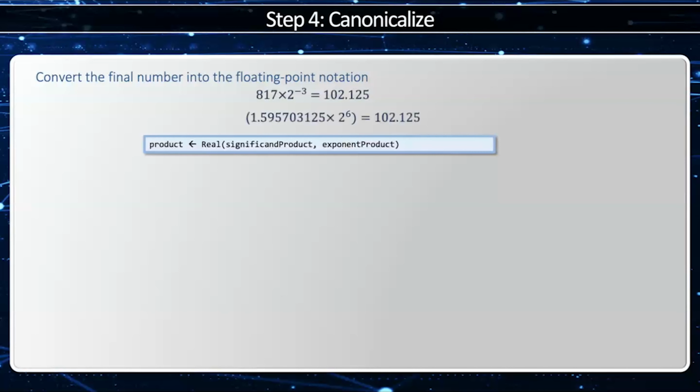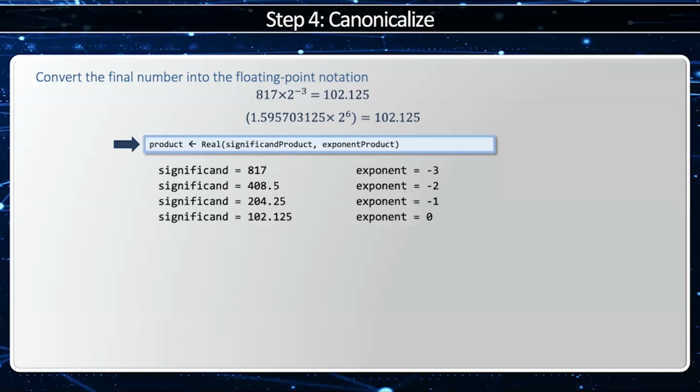And we want to turn it into 1.5957033125 times 2 to the 6. Let's see how this works. So my significand and my exponent are going to be 817 and negative 3, but now I got to move the decimal point over. So I'm going to divide the significand by 2 and then add 1 to the exponent.